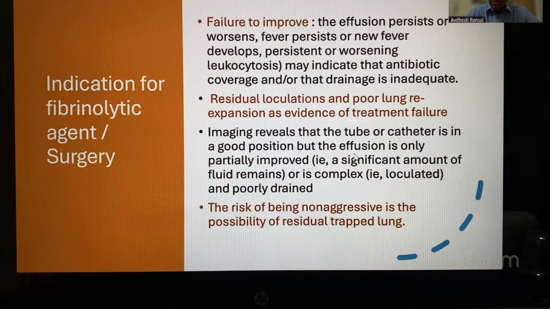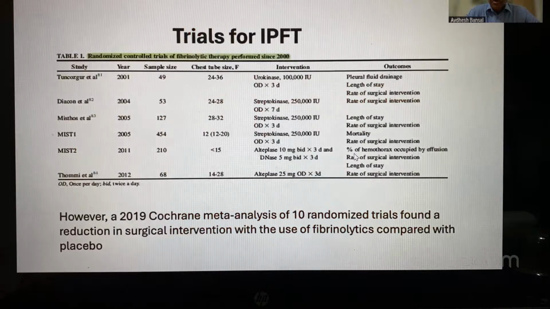So when do you give fibrinolytic therapy in these patients? The answer is if the patient has failed to improve. And how do you know that the patient has failed to improve? You have a residual loculation, a poor lung re-expansion. This is taken as evidence of treatment failure, because the fever is persisting or a new fever is coming, or there's persisting or worsening leukocytosis, and the imaging has clearly shown the tube is nicely placed. The catheter is in good condition, good position, but it's still not draining, or it continues to be complex and poorly drained. So in these patients, if you're not being aggressive and you continue to leave them, then again the possibility of trapped lung will always be there. So you must be aggressive and treat them properly with fibrinolytic agents.